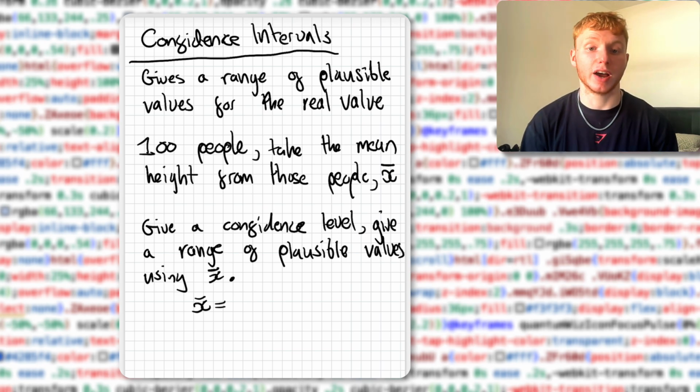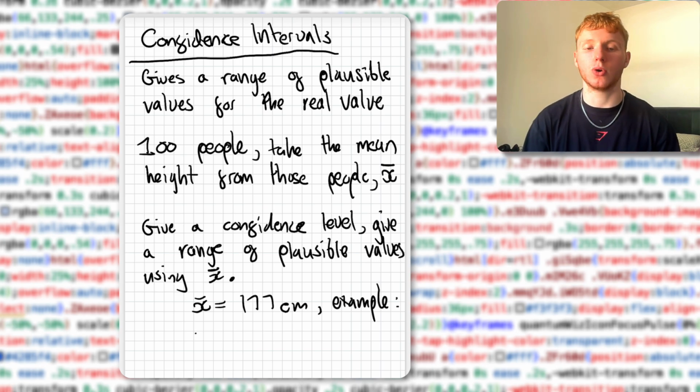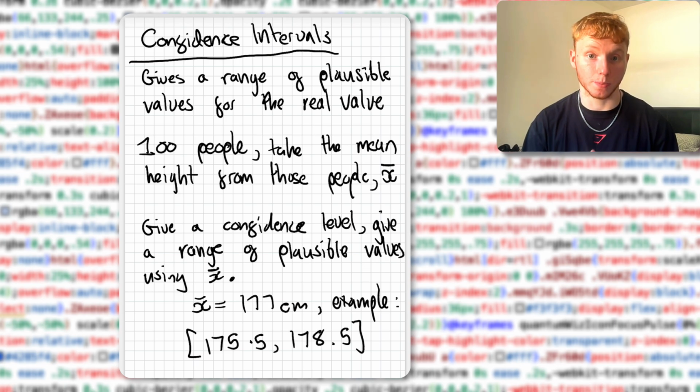So if on our survey the average male was, say, 177 centimetres tall, we would give a confidence interval, for example 175.5 to 178.5 centimetres tall, as we would be that percentage confident that the actual value fits somewhere inside this interval. So how do we figure out this interval?